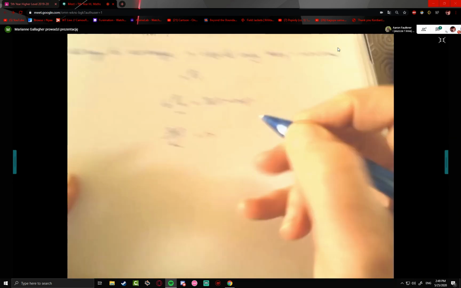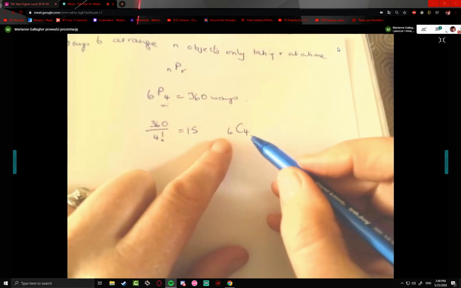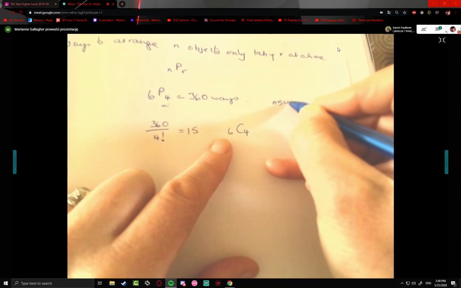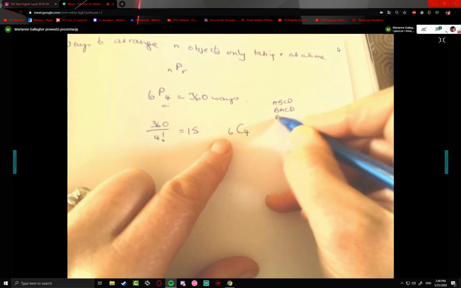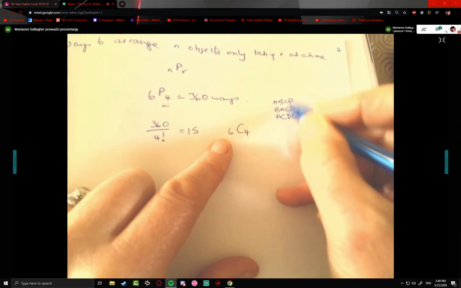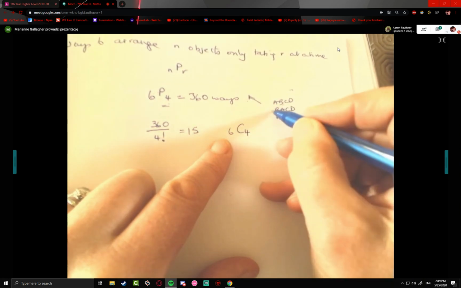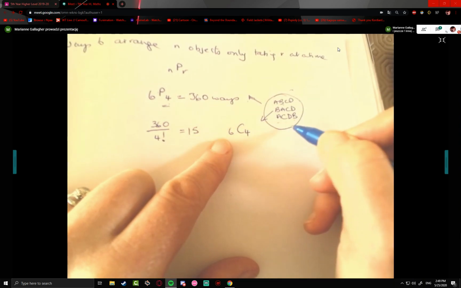And that is 6 choose 4. So out of the 6, I'm only choosing 4, but I don't care about the order. So like A, B, C, D could be one choice. B, A, C, D could be another. A, C, D, B could be another. For the arrangements, they're all different, but for the combinations, they're all the same, because it's the same 4 things. You don't care about the order.